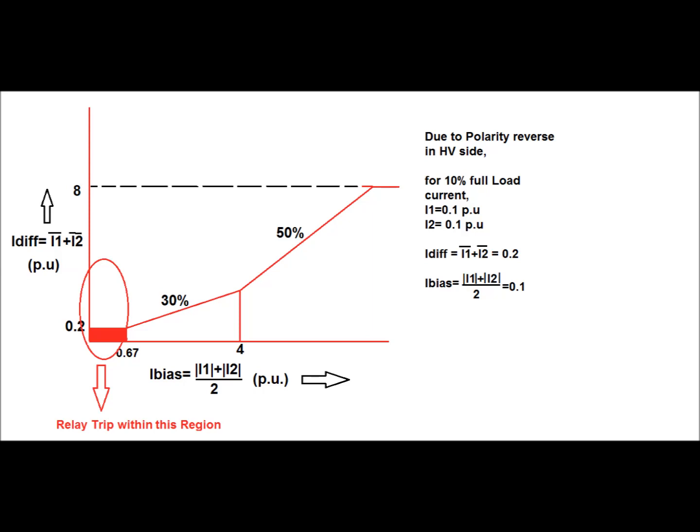Here I bias is within the region below 0.67. Hence, even with a load current slightly greater than 10% of full load current, the relay will send a trip signal. So this will lead to a maloperation of the differential relay.